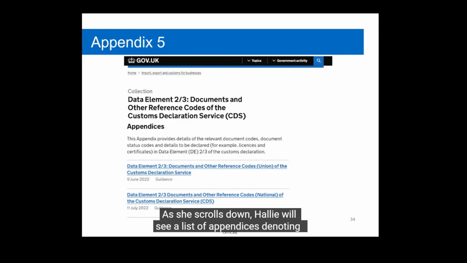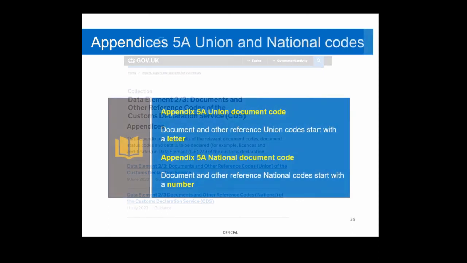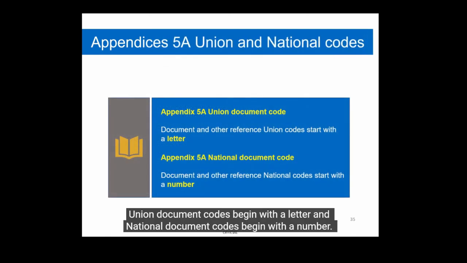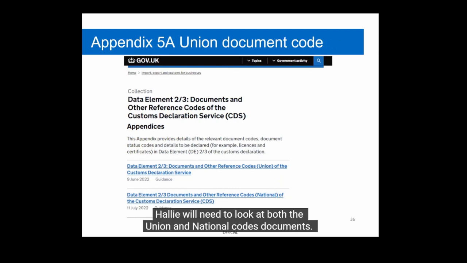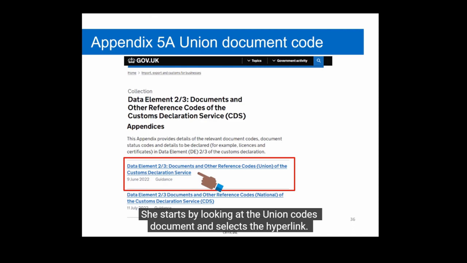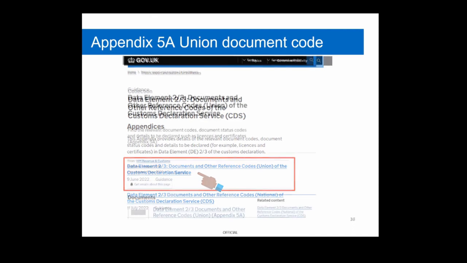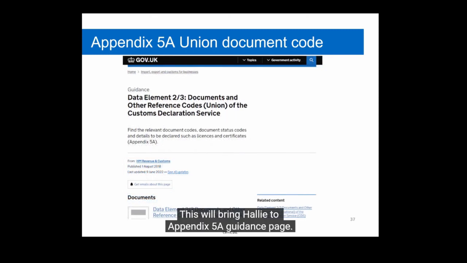As she scrolls down, Hallie will see a list of appendices denoting documents and other reference codes split by union and national codes. Union document codes begin with a letter and national document codes begin with a number. Hallie will need to look at both the Union and National Codes documents. She starts by looking at the Union Codes document and selects the hyperlink. This will bring Hallie to Appendix 5A guidance page.